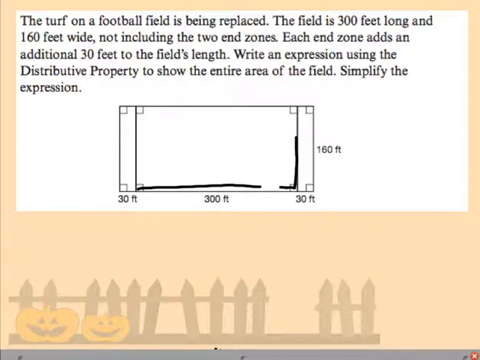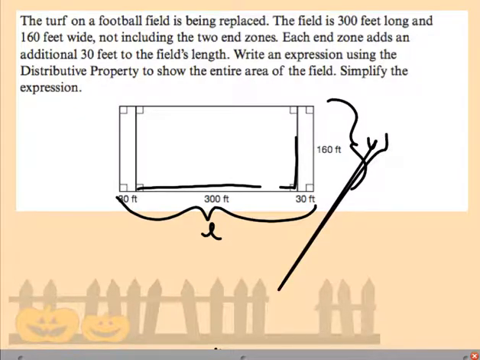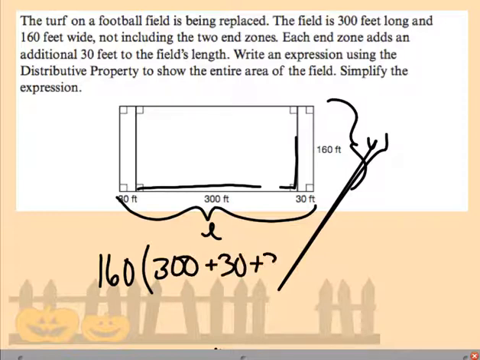Well, from what we know of area, I need my length times my width. Let's start with our width, and our width is 160. My length that I'm going to multiply by, well, we have it in different chunks, so I'm going to write out all of those chunks. And to get the entire length, I am going to add up 300 plus 30 plus 30. This shows the distributive property because we could take 160 and multiply it out to each of these, add them together, and get my answer. So that's one way to show the distributive property. Let's go on to lesson 16.